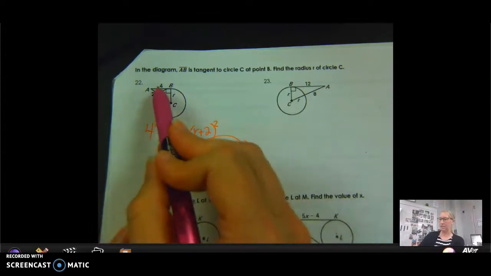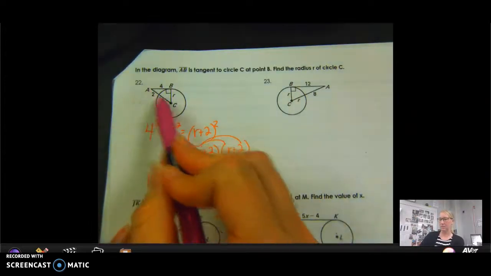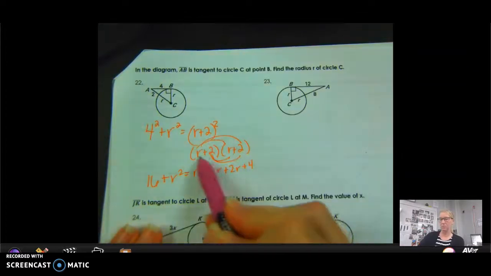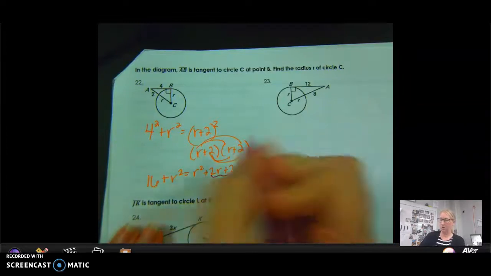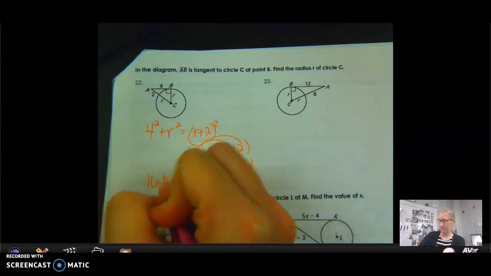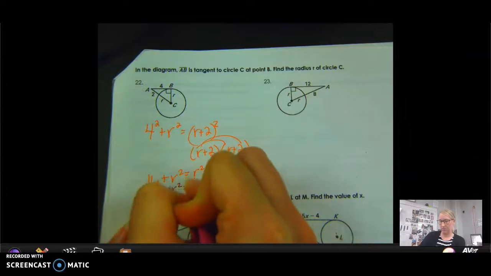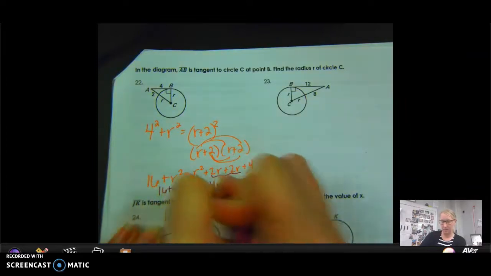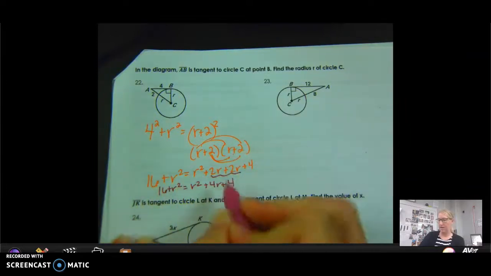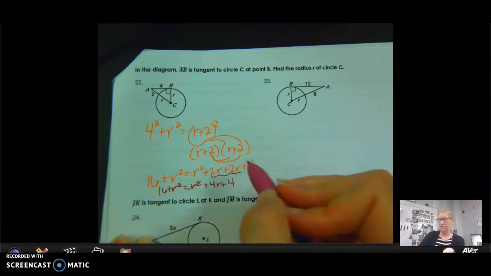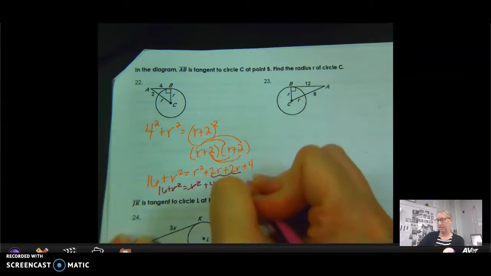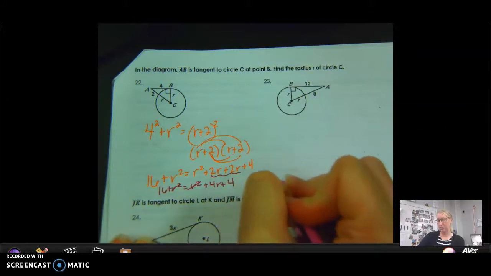So all I did was a squared plus b squared equals c squared, but c is r plus 2, which means r plus 2 times r plus 2. Combine your middle two like terms, that's 4r. So I get 16 plus r squared equals r squared plus 4r plus 4. I'm going to subtract r squared from both sides so they actually cancel. And I'm going to start solving for r. So what I have there is 16 equals 4r plus 4.